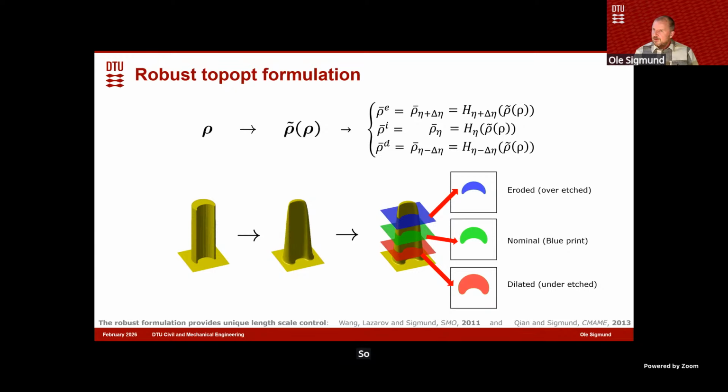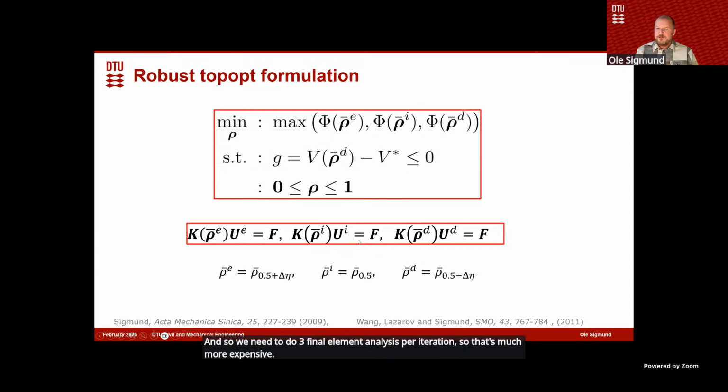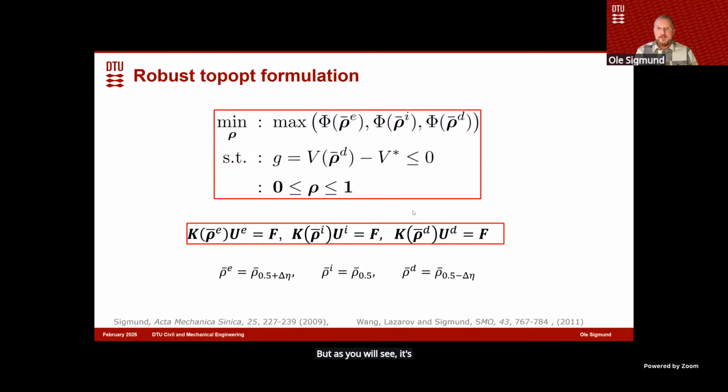So we now optimize for 3 different structures. And so the optimization problem now becomes a min-max problem. We minimize the worst case of these 3 realizations. We call it the intermediate, the dilated, and the eroded. And so we need to do 3 finite element analyses per iteration. So that's much more expensive, but as you will see, it's also worthwhile.